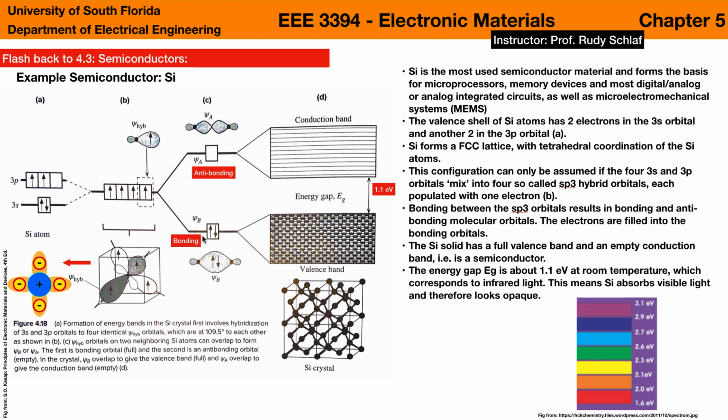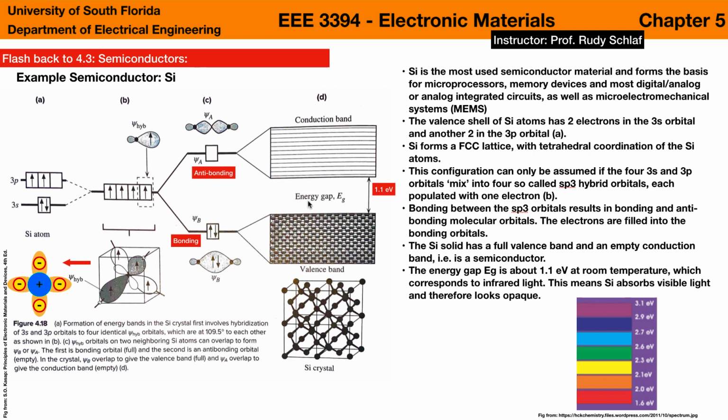And when the bonds happen, we get, as you remember, bonding and anti-bonding orbitals, and then in a crystal, the anti-bonding ones become the conduction band, and the bonding ones become the valence band. And in the semiconductor, the valence band is full with electrons and the conduction band is empty. Another important point about semiconductors is that the conduction band and the valence band are separated by the energy gap, which in silicon is 1.1 electron volt.